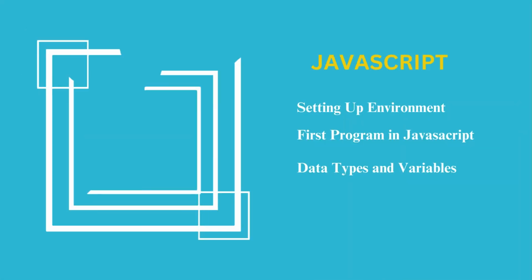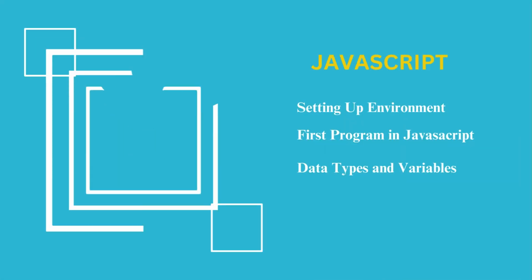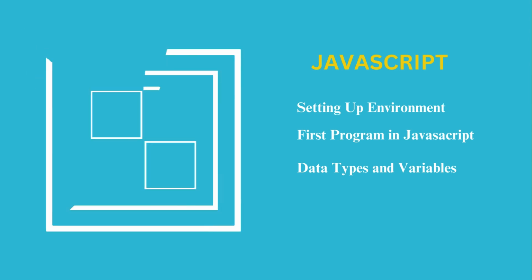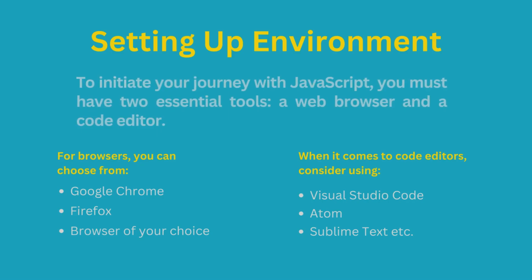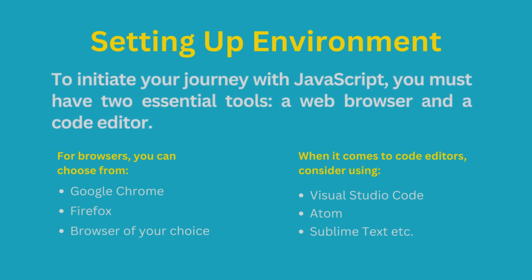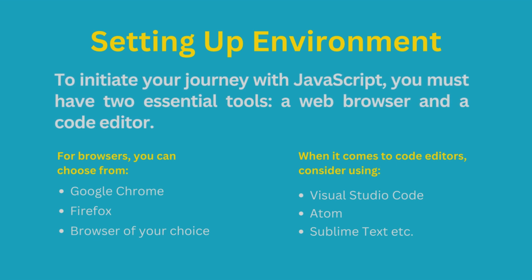In this video, you will learn 3 things: setting up the environment, your first program in JavaScript, and data types and variables. To start working with JavaScript, you need 2 most important things. One is a browser, and the second is a code editor.